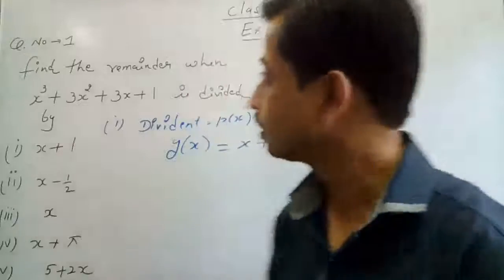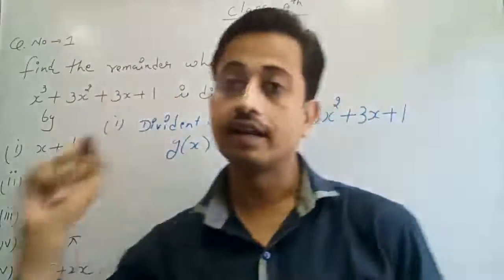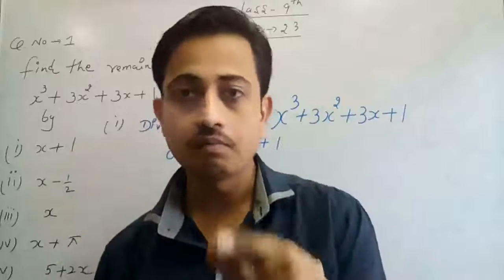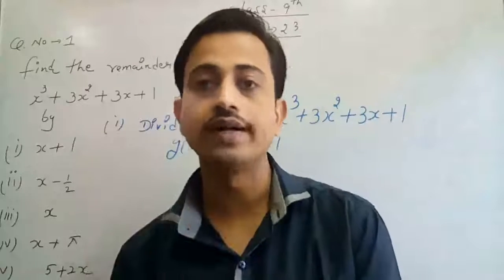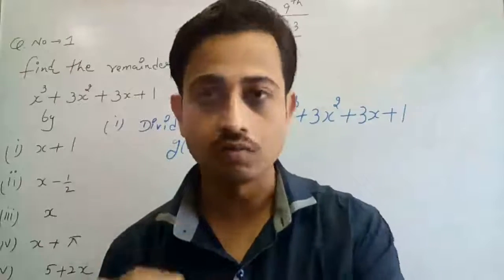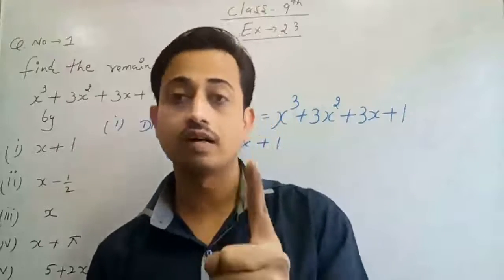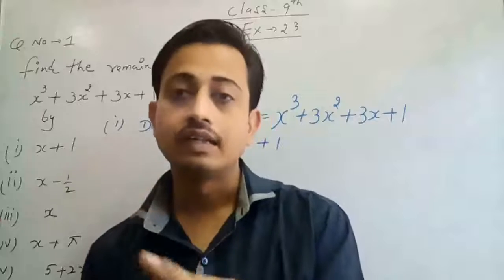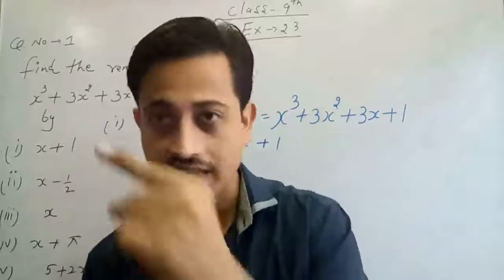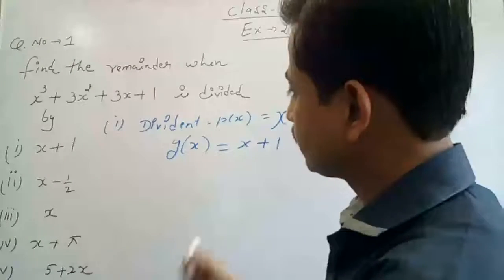Now look at the question. We have to find the remainder. It means there is no need to apply the long division method, because here we have to find only the remainder, so we can use the remainder theorem. What is the remainder theorem? Step 1, put the divisor equal to 0 and get the value of the variable. Now what is our first step?